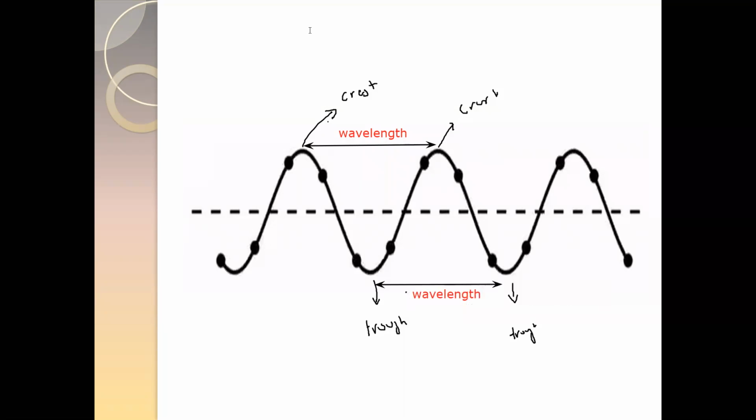The distance from the center position to the extreme position, this vertical distance or the height of the wave, that is known as amplitude. In the same way, the distance from mean position to the extreme position is also known as amplitude.